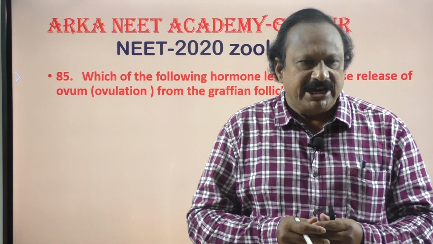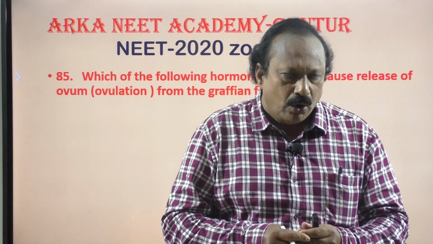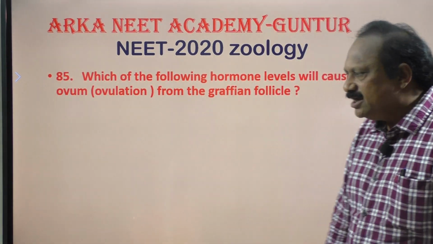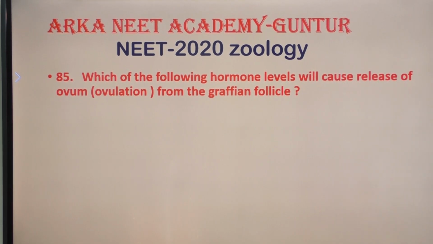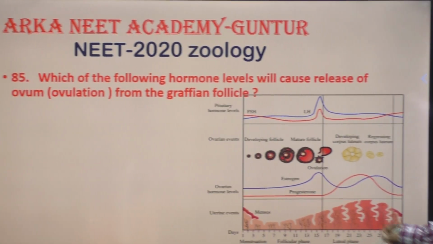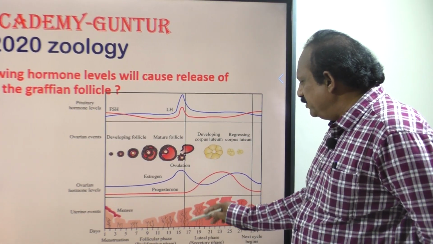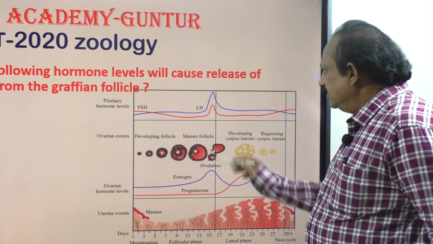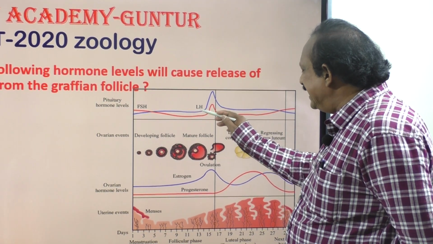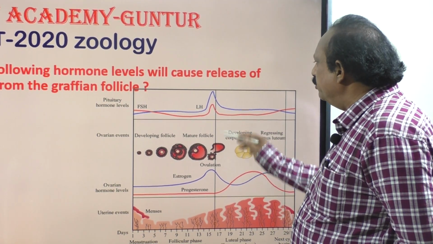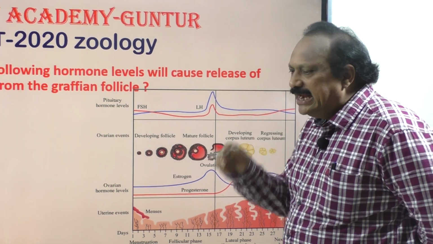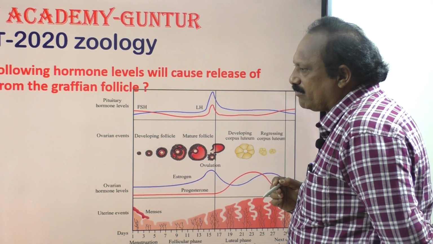So there are 4 types of hormones which play a very important role in the menstrual cycle. These hormones are like this. Look at this diagram here. This is the ovulation. And there are 4 hormones, like the LH is at the peak level during the ovulation. This is called LH surge.